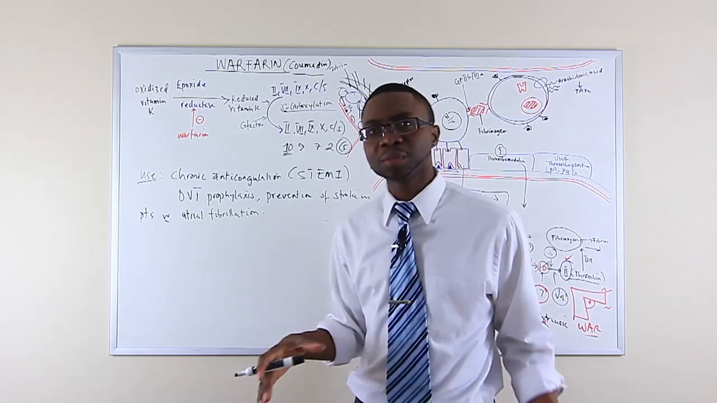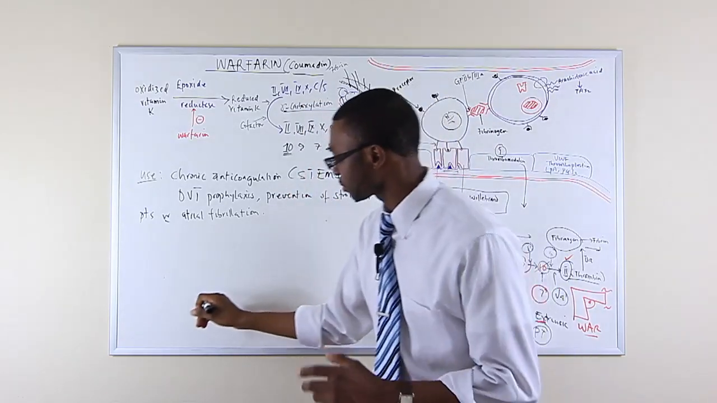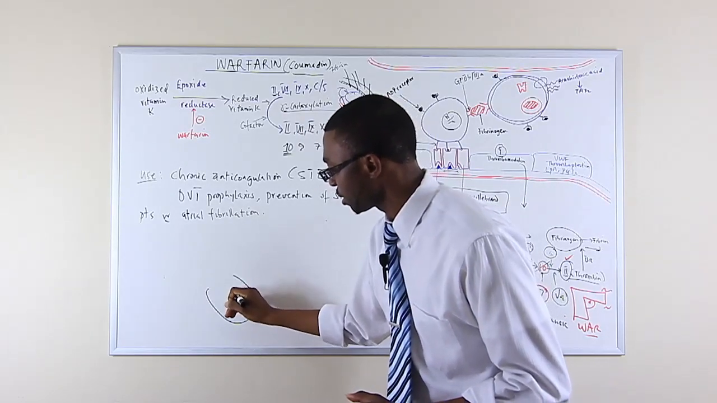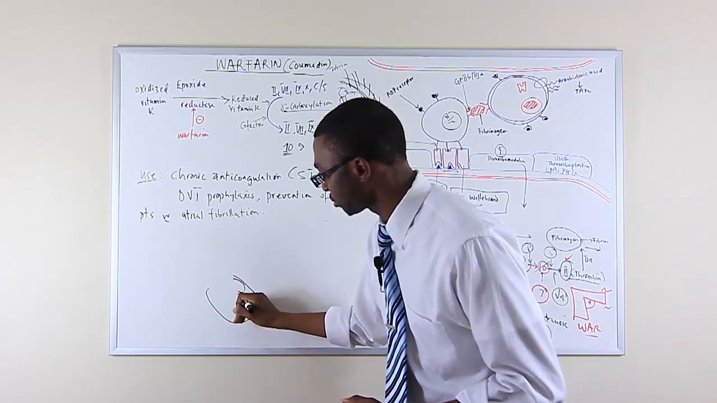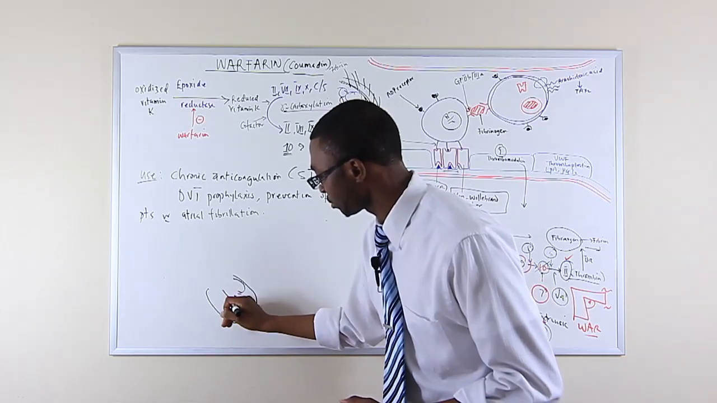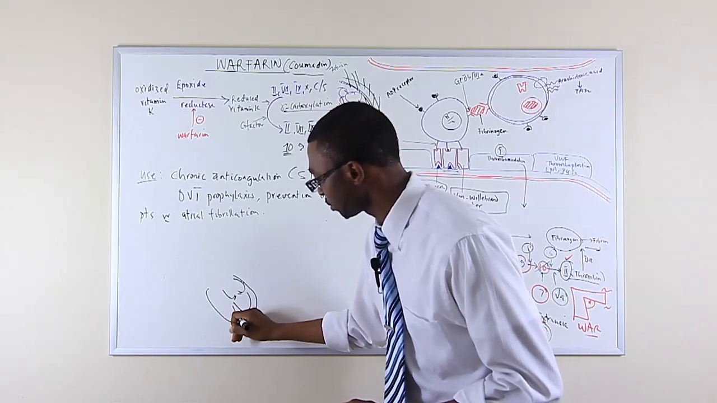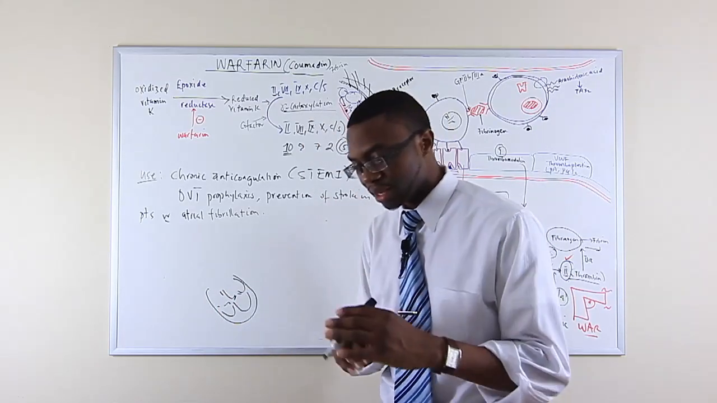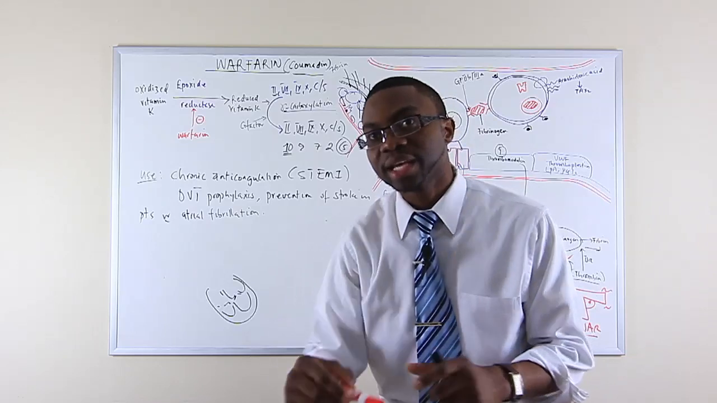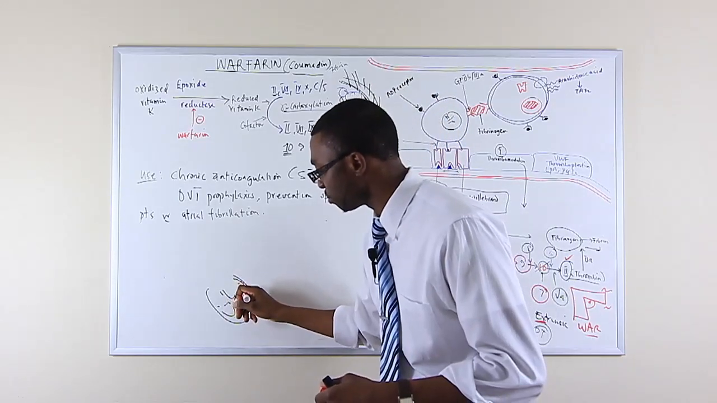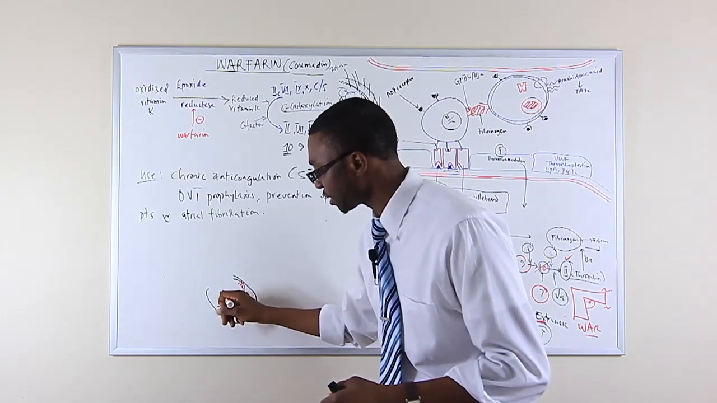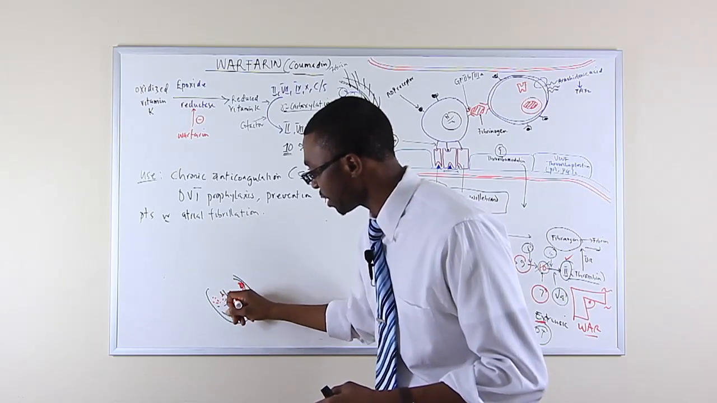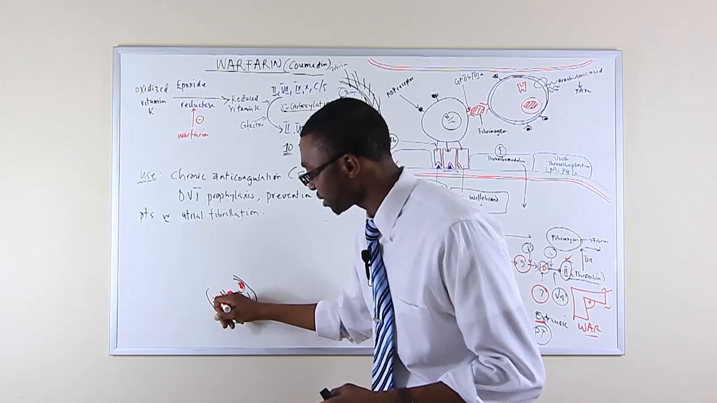So patients that have atrial fibrillation, what happens? They have a heart, okay? That's their heart. And this is their atrium. This is their ventricle. And their atrium is quivering. And when the atrium quivers, it causes stasis of blood. Okay, blood starts to stay inside the atrium. Well, that can be a problem because if blood starts to stay, you can form a clot inside your atrium.